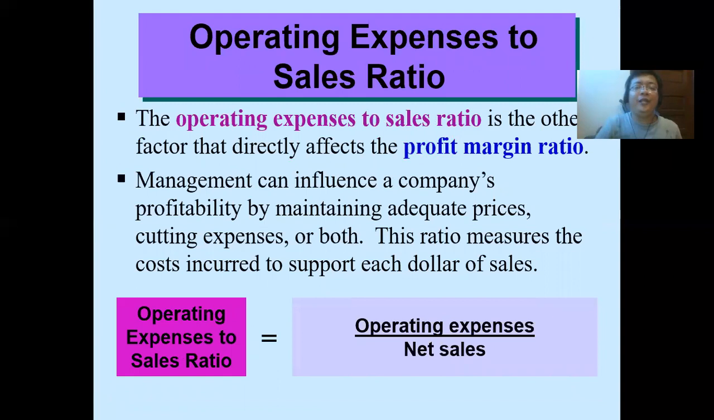You have also operating expense to sales ratio. In San Miguel, we use this because we have a lot of operating expenses. Why? Because management can influence a company's profitability by maintaining adequate prices and cutting expenses. There are times when companies have a high gross profit, but their operating expenses are also high, so it's as if there is no gain. That's why the formula here is operating expenses divided by net sales. The lower you are, the better your ratios.